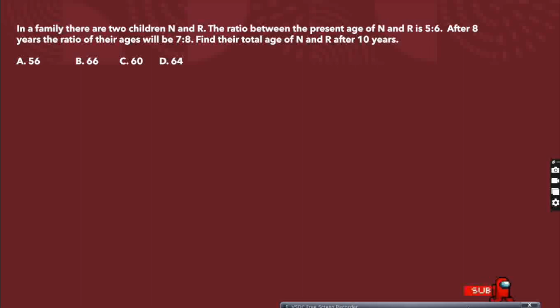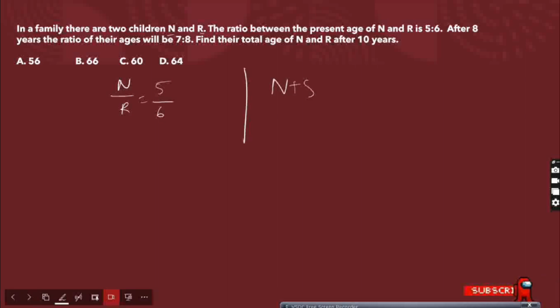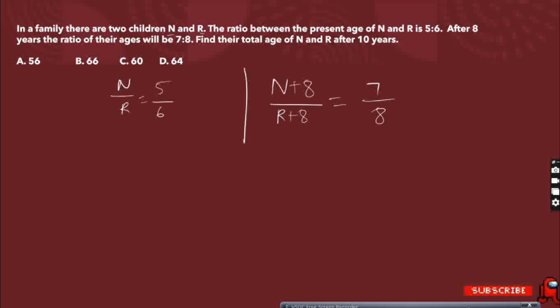Next question. In a family, there are 2 children, N and R. The ratio between the present age of N and R is 5:6. This is the present age, 5:6. Now, after 8 years, the ratio of their ages will be 7:8. After 8 years in the sense, we need to add 8, right? After 8 years, their ages are in the ratio 7:8. Now what they are asking, find the total age of N and R after 10 years.